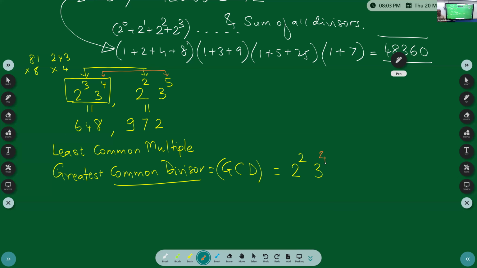This is the GCD, the greatest common divisor amongst them. If we write any index lesser than this, will it be a divisor? Yes. Will it be common? Yes. But is it greatest? No.